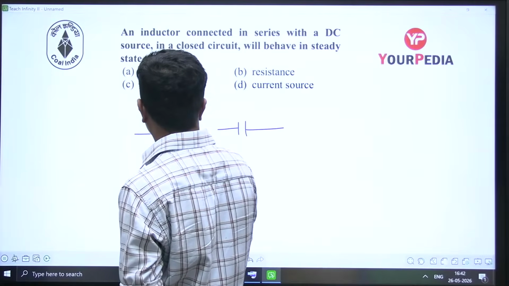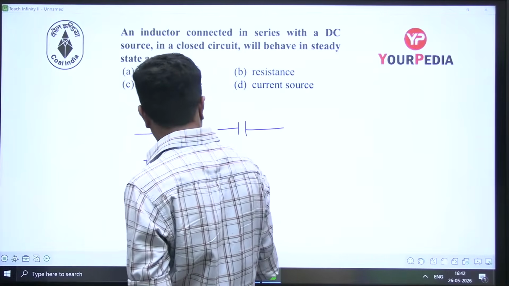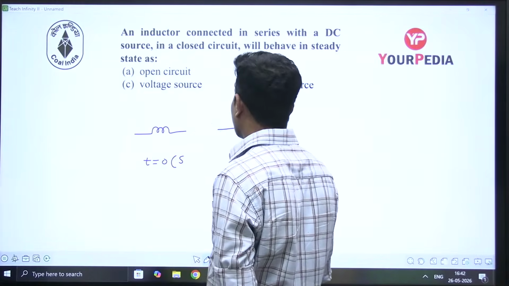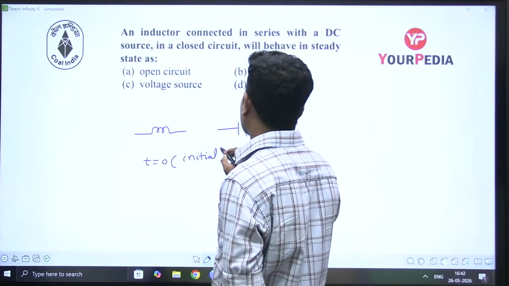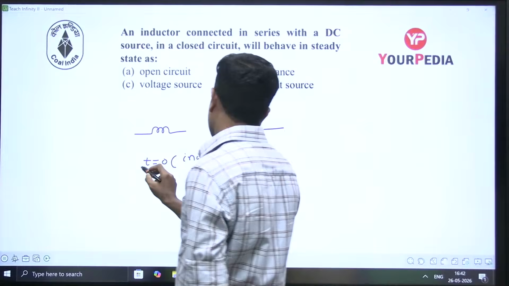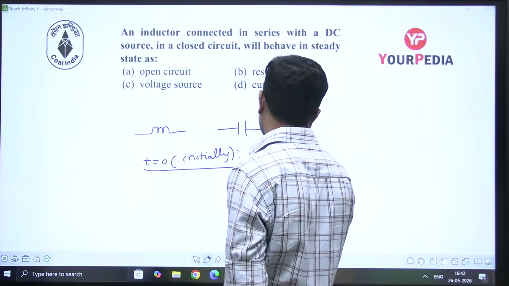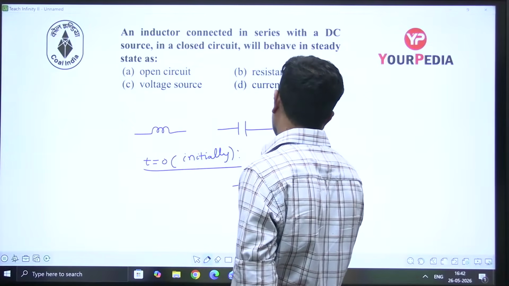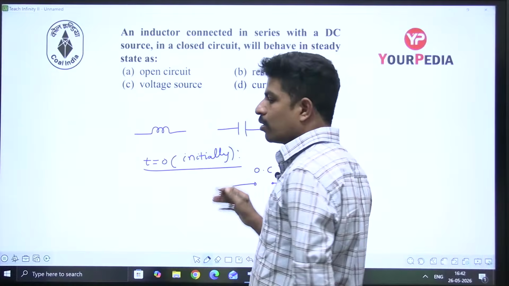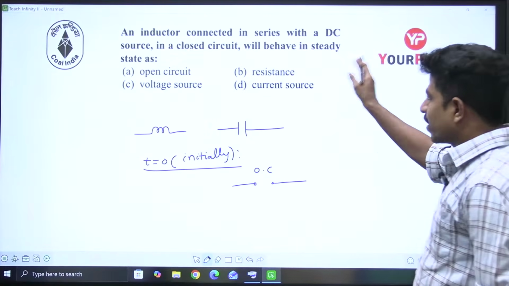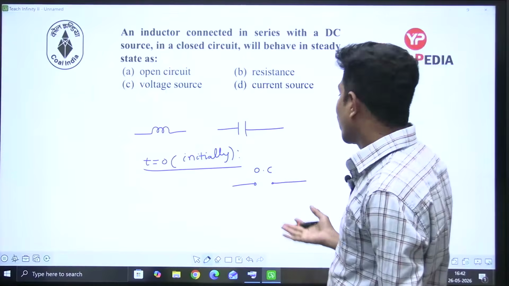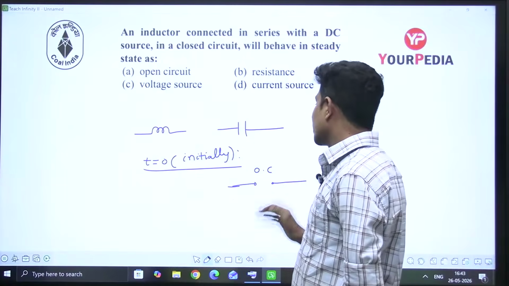T is equal to 0, or initially, not starting, we are not starting any bike. Initially, the inductor behaves as an open circuit. If you remember this one, the remaining all you will be able to remember. Okay, I know the answer to this one is very simple, but let's understand. If you are able to understand this one, the remaining you can easily remember.